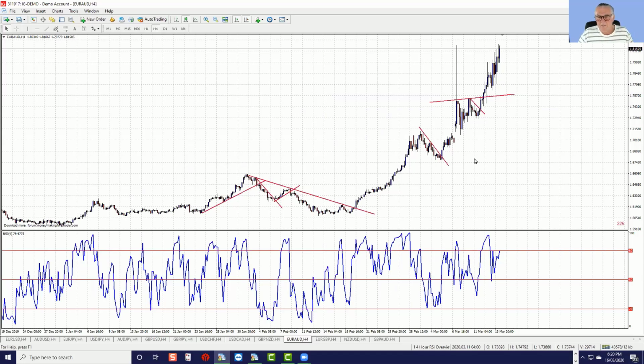Now, what I like about trend lines, anybody can trade trend lines. It's basically just linking turning points in the market and then joining them up with a trend line.